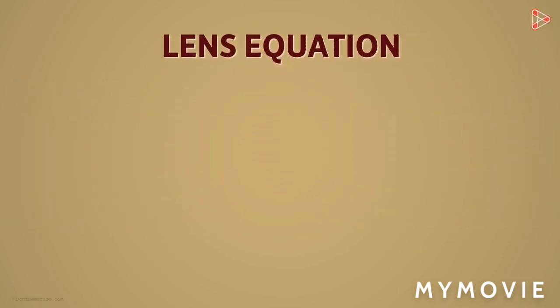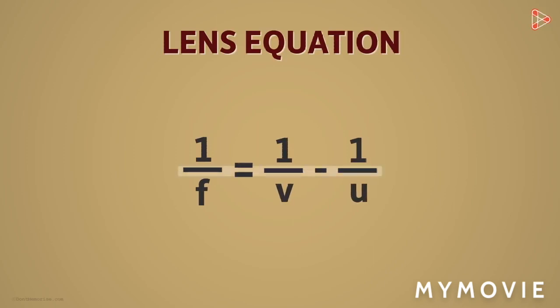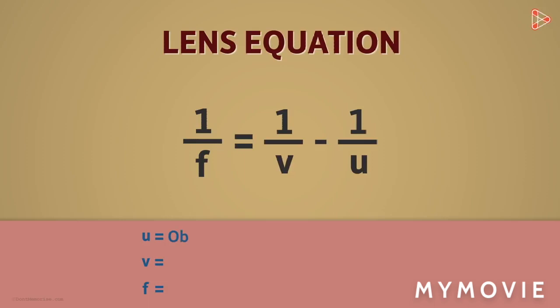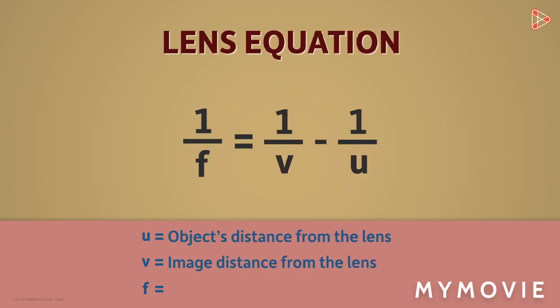Let me just write down this equation first. This is the lens equation. 1 over f is equal to 1 over v minus 1 over u. In this equation, there are three quantities. u represents the object's distance from the lens, v represents image distance from the lens, and f is the focal length.